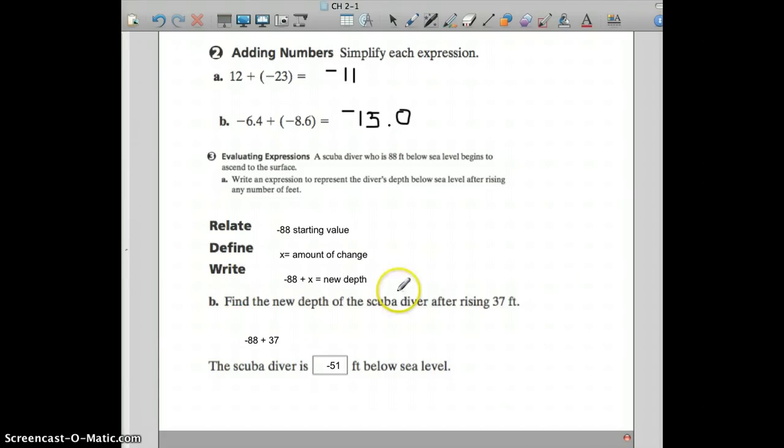So now we can substitute 37 feet in for the x in our expression. The result will then be -88 plus 37. Since the signs are different, we subtract 88 minus 37. The result is 51. And we'll take the sign of the larger number, which is negative.